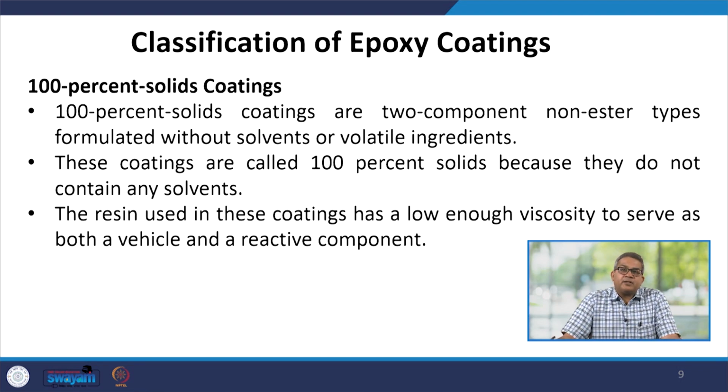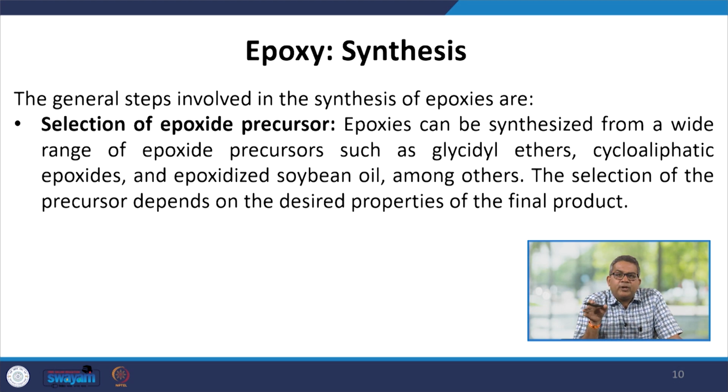Then 100% solid coating. The 100% solid coatings are two-component non-ester type formulated without solvents or volatile ingredients, and these coatings are called 100% solid because they do not contain any kind of solvent, so they are perfectly solid. The resin used in these coatings has a low enough viscosity to serve as both a vehicle and a reactive component. Now let us talk about epoxy synthesis.